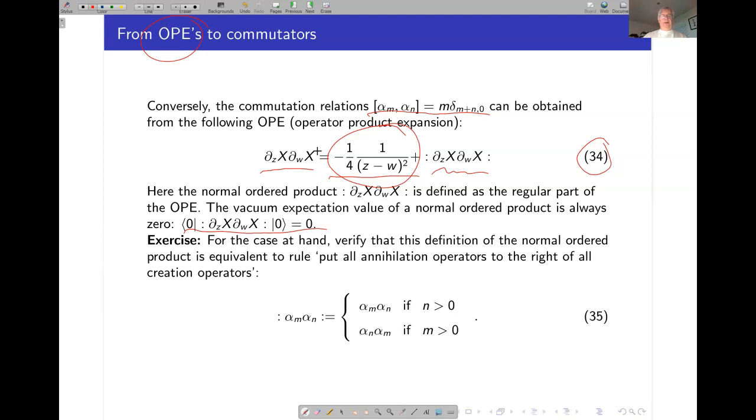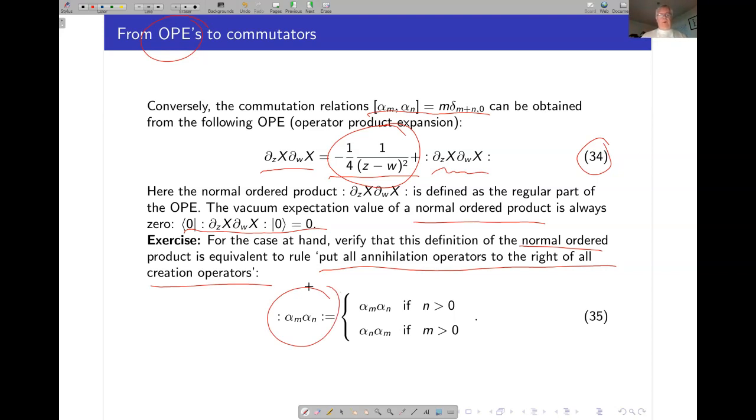Now, if you have encountered quantum field theory before, you might have heard about other ways to define normal ordering. Here, normal ordering is defined by taking just the regular part, or splitting off the singular part, of an operator product expansion. Since we know how to express x and dx in terms of alphas, we could also have applied the standard rule for normal ordering from quantum field theory, which is to put all annihilation operators to the right of all creation operators.